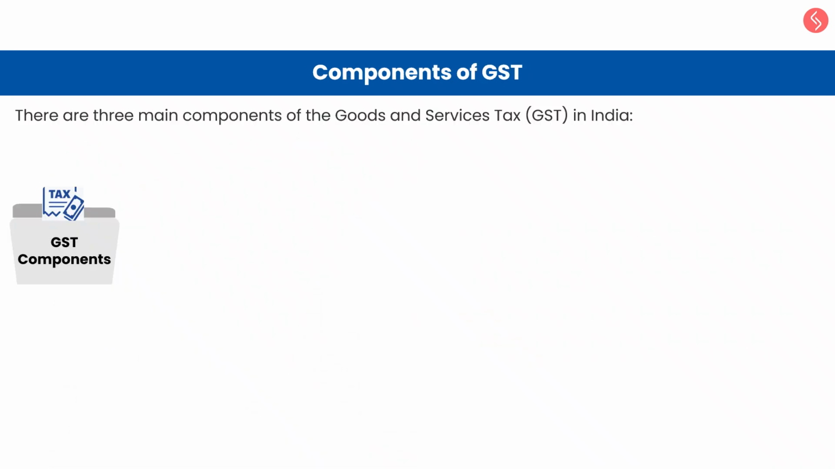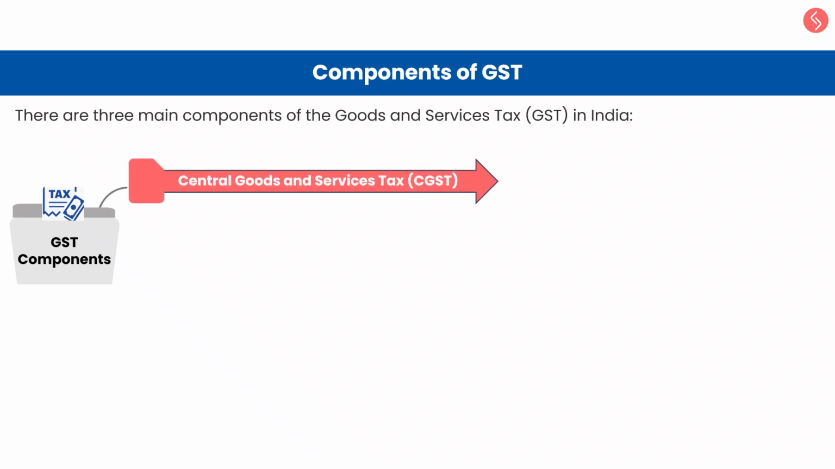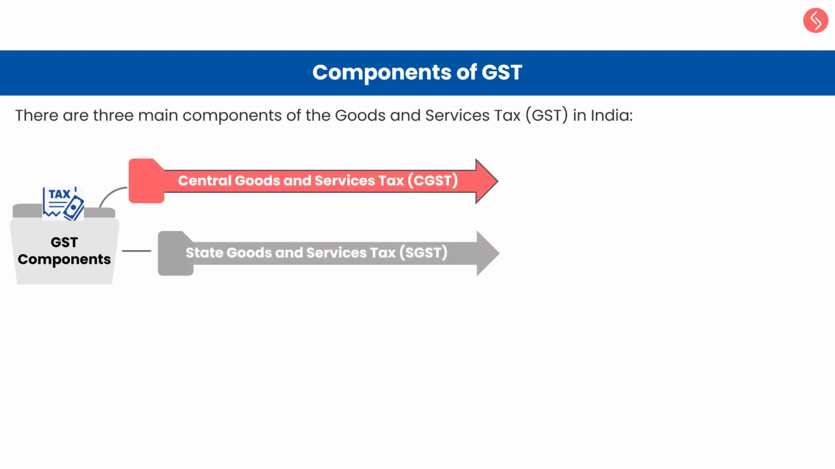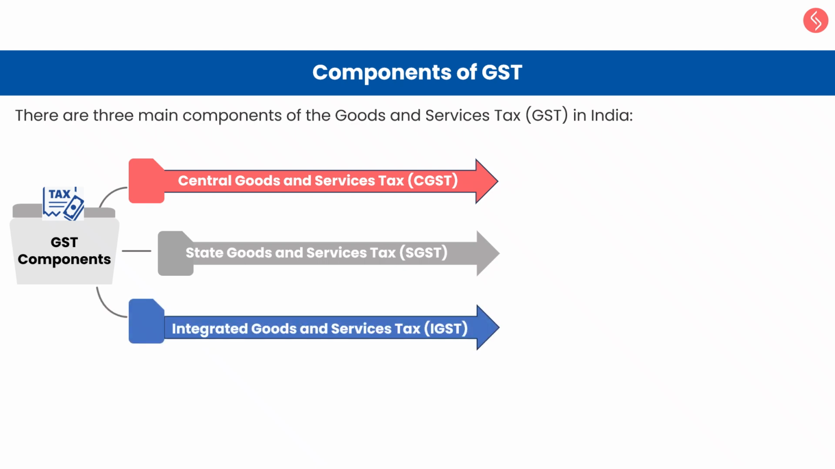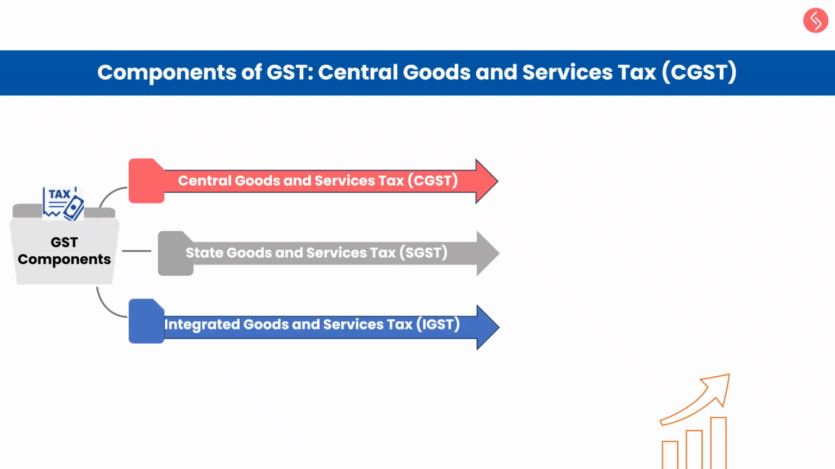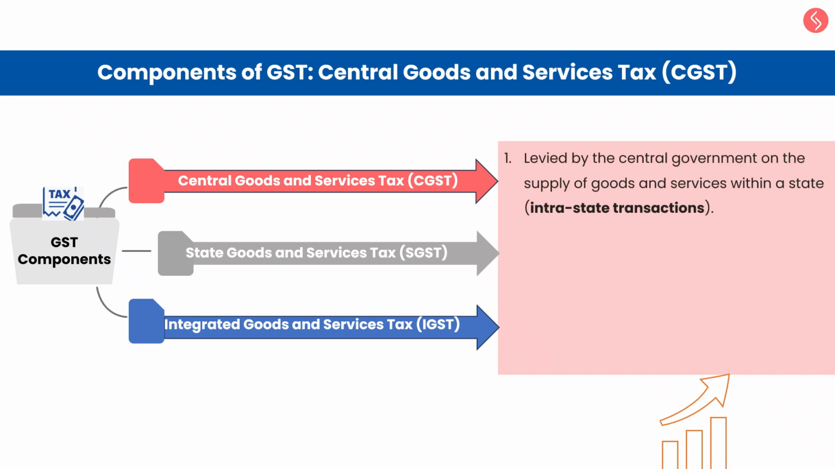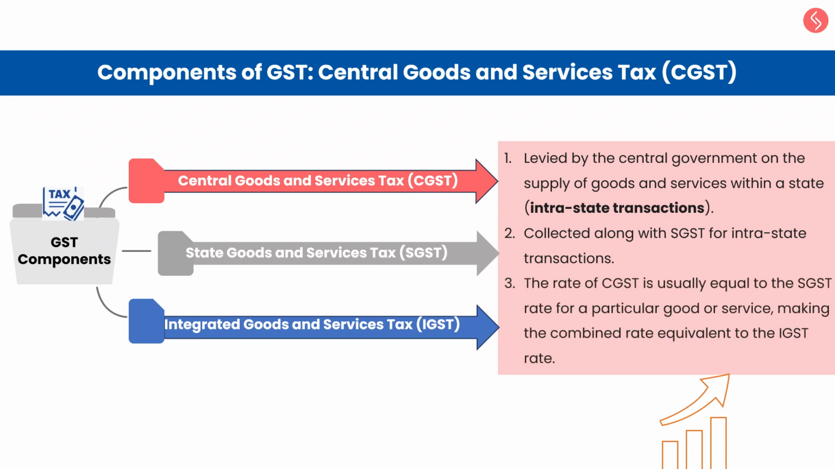There are three main components of the Goods and Services Tax, GST, in India: Central Goods and Services Tax, State Goods and Services Tax, and Integrated Goods and Services Tax. Central Goods and Services Tax. It is levied by the central government on the supply of goods and services within a state, intra-state transactions. Collected along with SGST for intra-state transactions. The rate of CGST is usually equal to the SGST rate for a particular good or service, making the combined rate equivalent to the IGST rate.